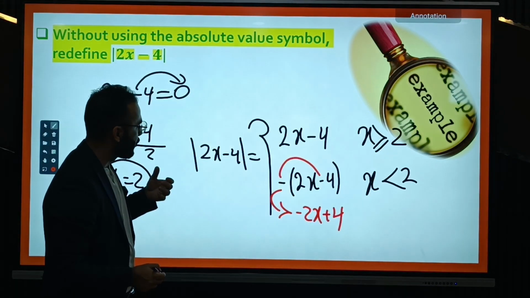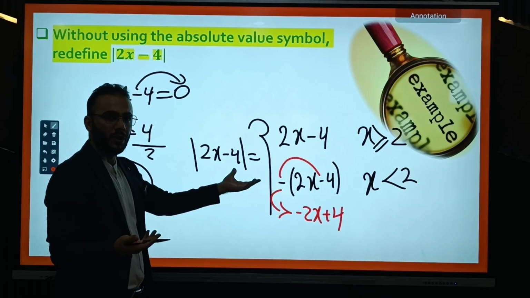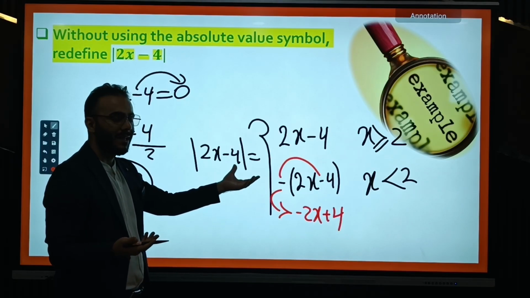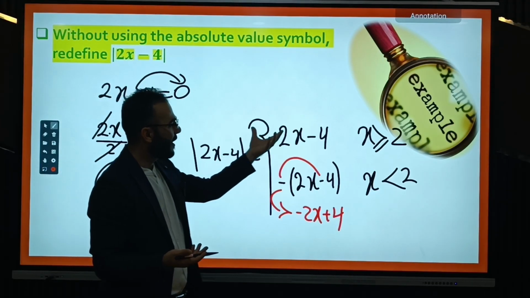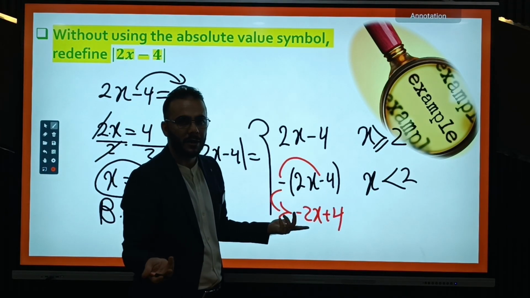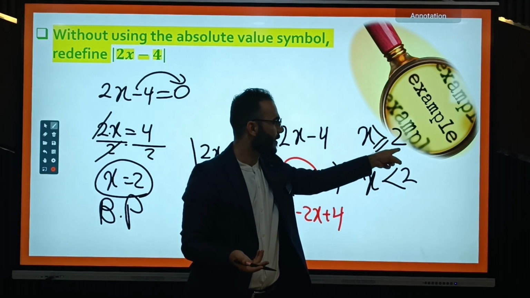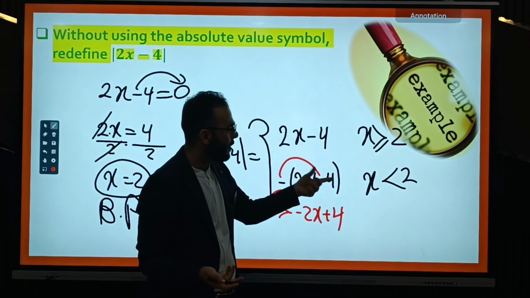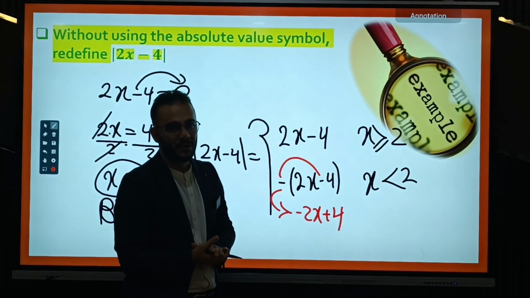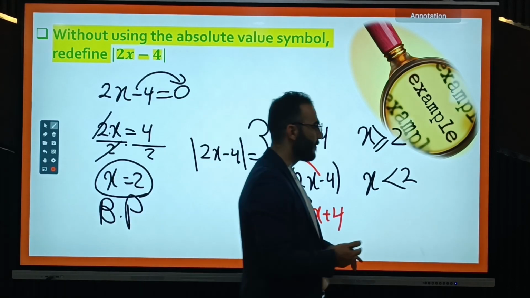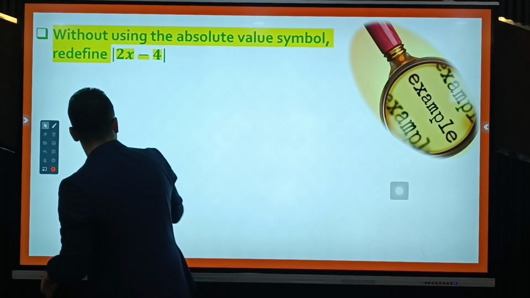This is the solution, by the way. This is what we mean by redefining the function. From absolute value, it became a function without the absolute value notation, but of course with some conditions. For all the values greater than 2, we will have a positive result. For values less than 2, we will have a negative result. That is regarding redefining the functions. So let's move to the next slide and see what we have.